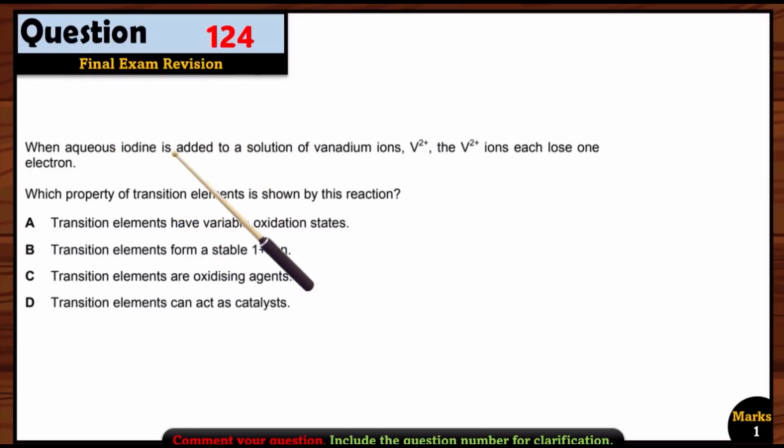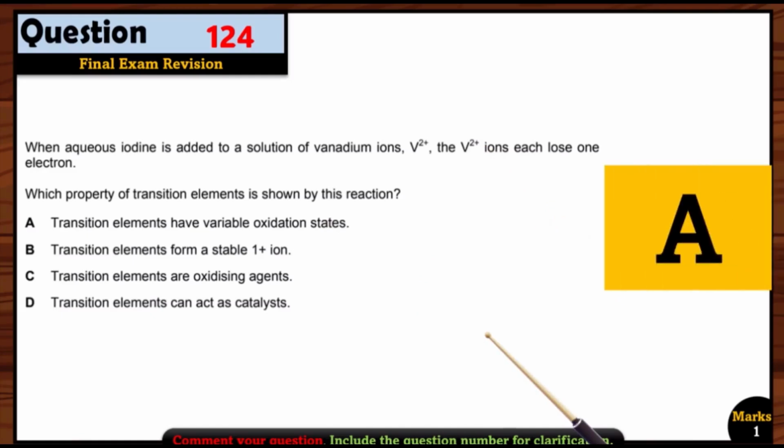Question 124. When aqueous iodine is added to a solution of vanadium ions, V2+, the V2+ ions each lose 1 electron. So vanadium ions were before 2+, now they lose 1 electron. So what will happen? It will become V3+. Right? So which property of transition elements is shown by this reaction? It means it is changing its oxidation state, right? And transition elements have variable oxidation states. Transition elements form a stable 1+ ion. That's wrong. It's not forming a 1+ ion, it will form a 3+ ion. But option 1 is right because transition elements have variable oxidation states. Okay, so option A is correct.